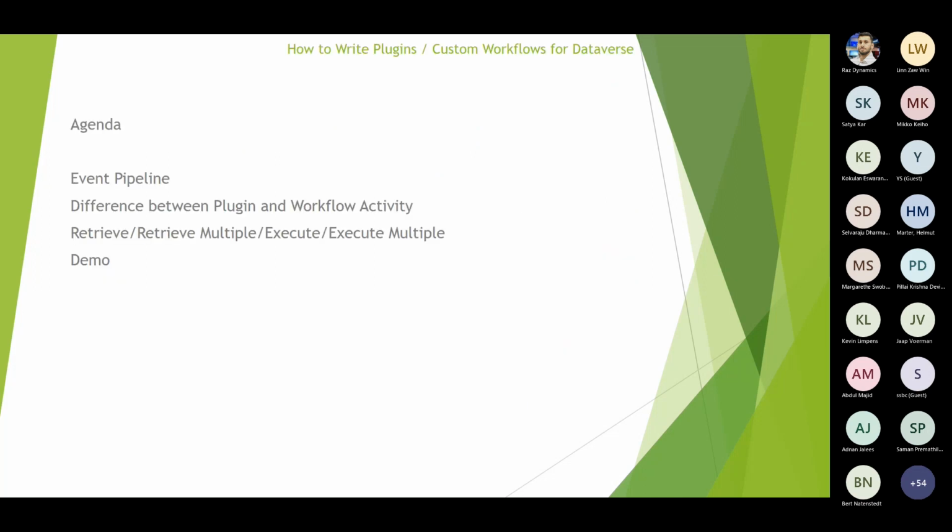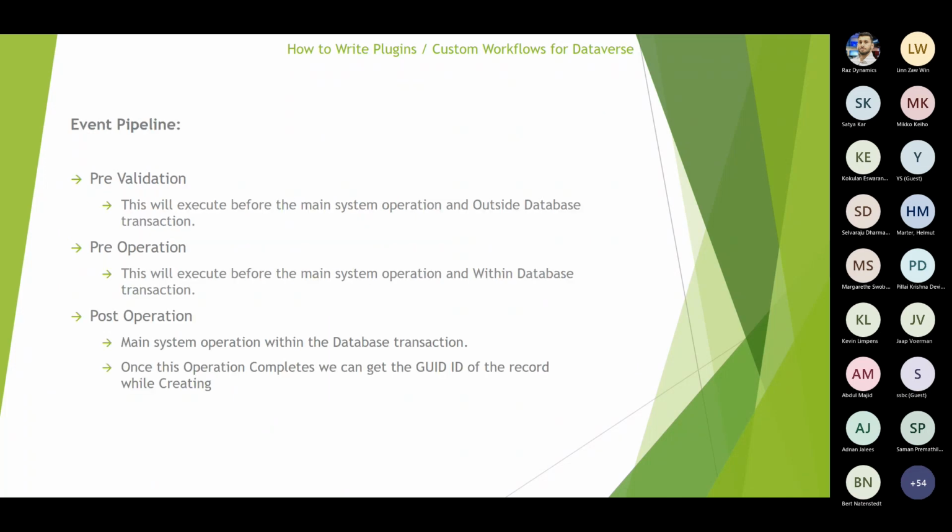So before wasting our time, I'll just start off the agenda here. The agenda is the event pipelines. Technically, what are the event pipelines available, and what are the main differences between a plugin and a workflow activity? When do we need to go for a plugin and when for a workflow activity, and what is the use of that? What is meant by retrieve, retrieve multiple, execute and execute multiple in plugins, and a demo. So I'll go to the event pipeline here.